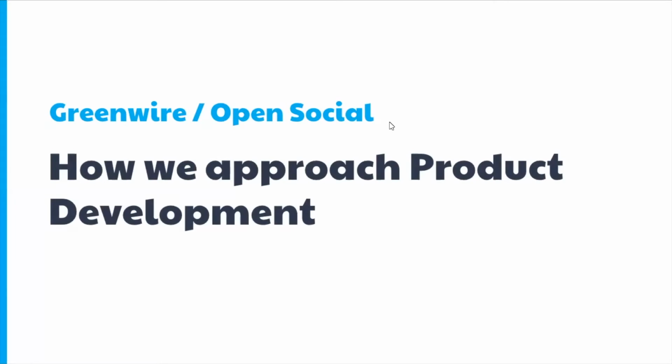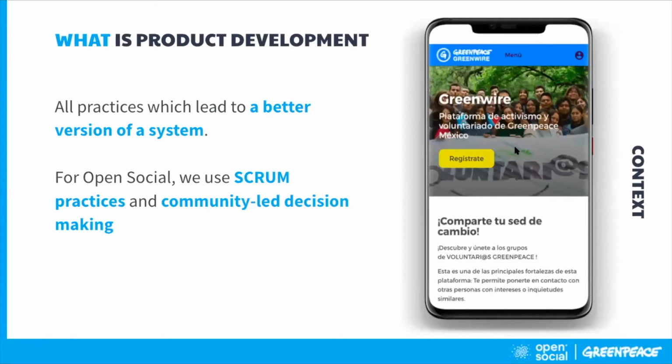Hey everyone, here's a quick video on how we approach product development for our Open Social product, which is a software as a service that we purchase from the vendor. So it's not in-house software that we produced and developed, but we purchase the technology from a vendor. But somehow we can participate in product development, and here is how.